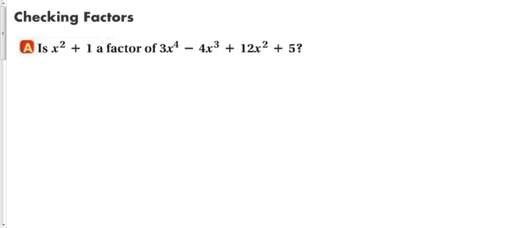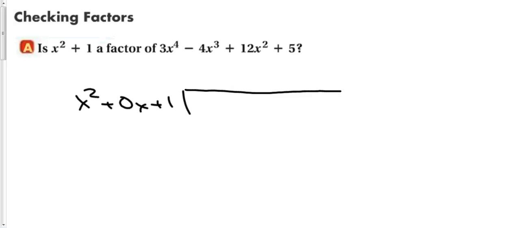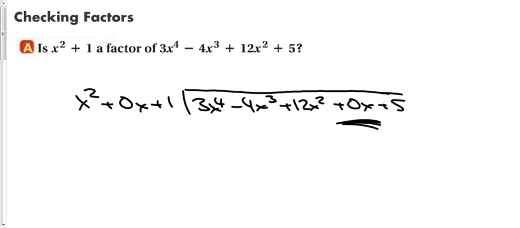So when I'm going to use long division here, I must include them: plus 0x plus 1. I have to include them both places. 3x to the fourth minus 4x to the third plus 12x squared plus 0x plus 5. So I had to include a 0x in both my divisor and my original polynomial. Okay, I have to include both the 0x terms.